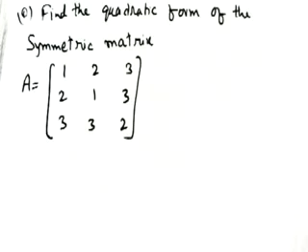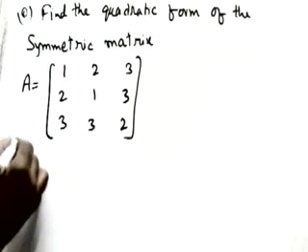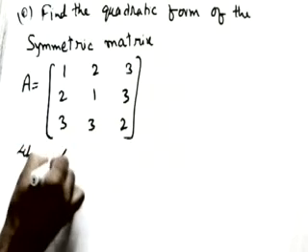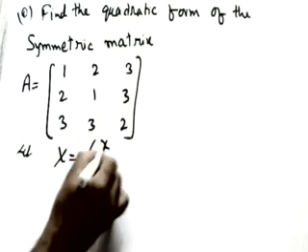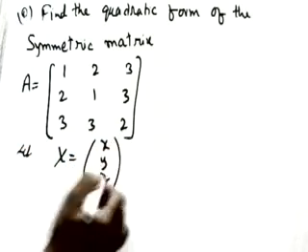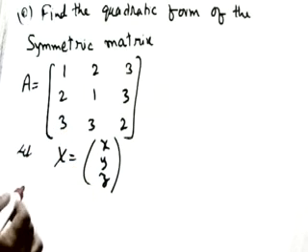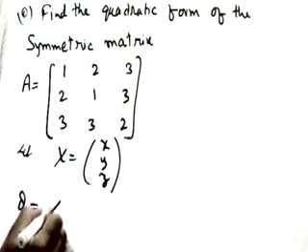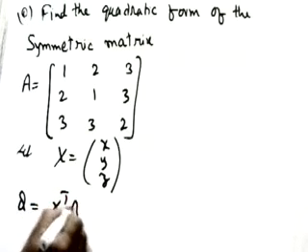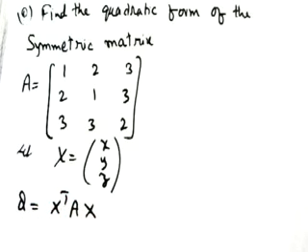See here, we have to change now into quadratic form. This is a 3 by 3 matrix, that means we have three variables. Let me take X equals x, y, z. So we are writing the quadratic form in terms of x, y, z. Actually, the quadratic form can be written like this: x transpose A x.